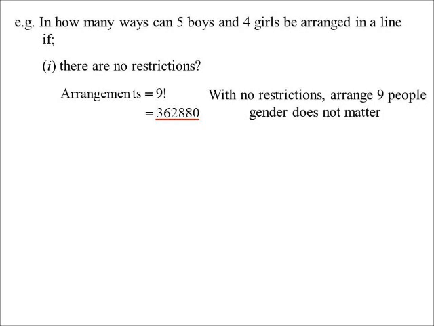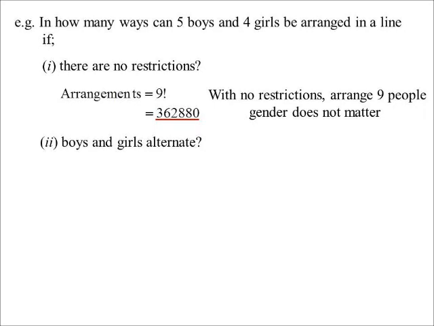Mind you, it's much more fun if we put restrictions on it. So let's have the boys and girls alternating. How many ways can we do that? Now, we've got 5 boys and 4 girls. What's the first decision I must make? Well, a boy has to start, if you think about it. Otherwise, you're going to run out. If you started with a girl, you'd run out.